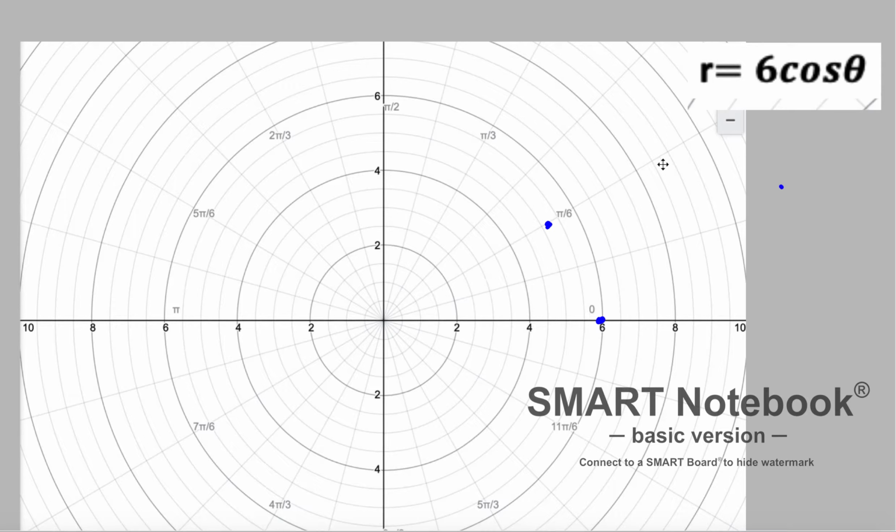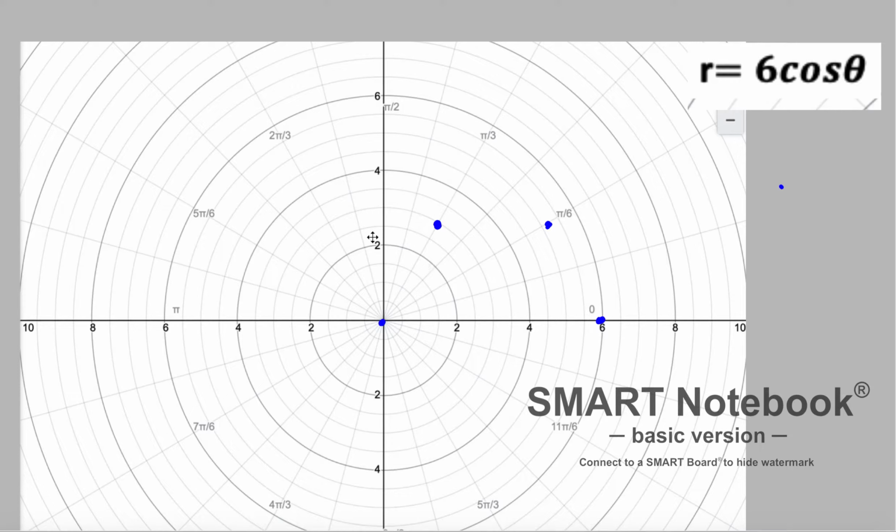Now, if we are looking at pi over 3, the cosine of pi over 3 is 1.5, and 1.5 times 6 is 3. So this is easy to calculate. At pi over 3, r is 3, so the point is somewhere here. Now, if we take pi over 2, the cosine of pi over 2 is 0, times 6 is 0. So this is the point here, and those are the points.